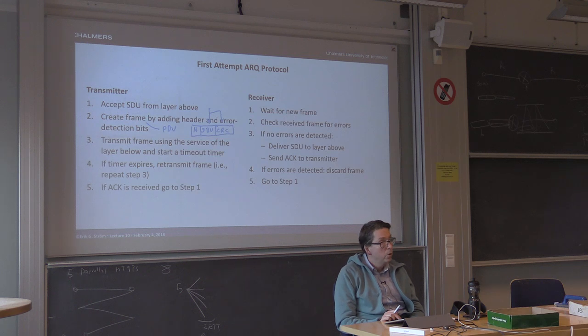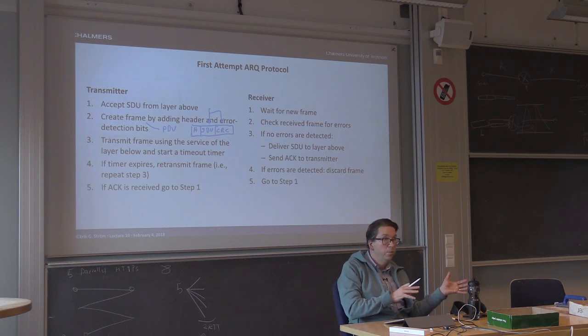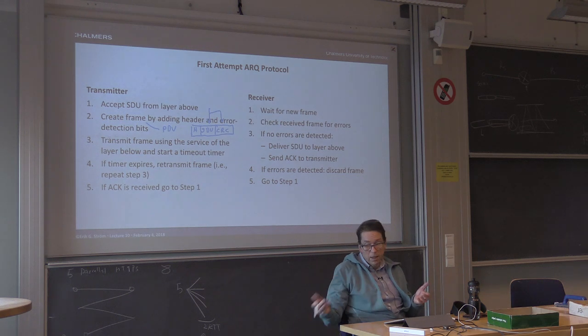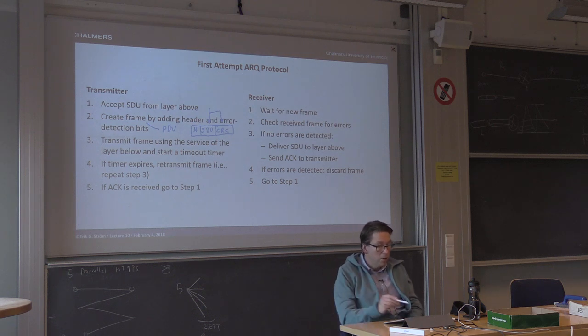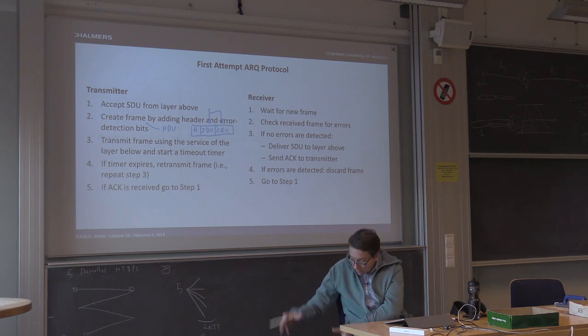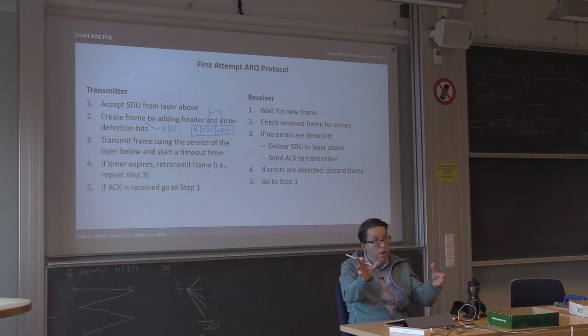So the receiver, okay, now I change my focus from being the transmitter to the receiver. The receiver is getting protocol data units from below, right? So I wait until I receive one of those, and then I check whether there are errors in it. That's the first thing I do. And if there are no errors, then I deliver the service data unit. Okay, I get the packet from below, I look at it, I check the error bits, it looks fine, then I send it up, right?